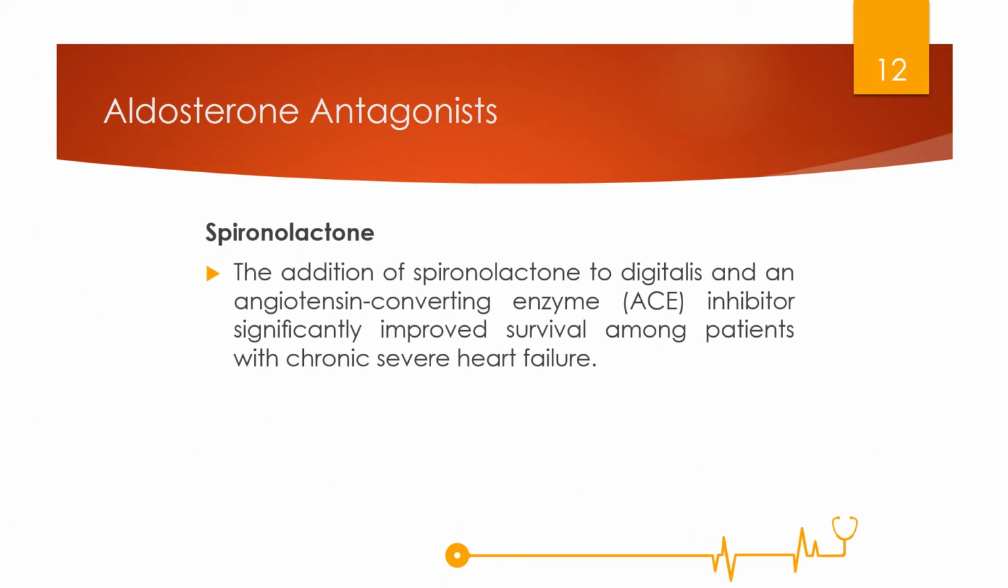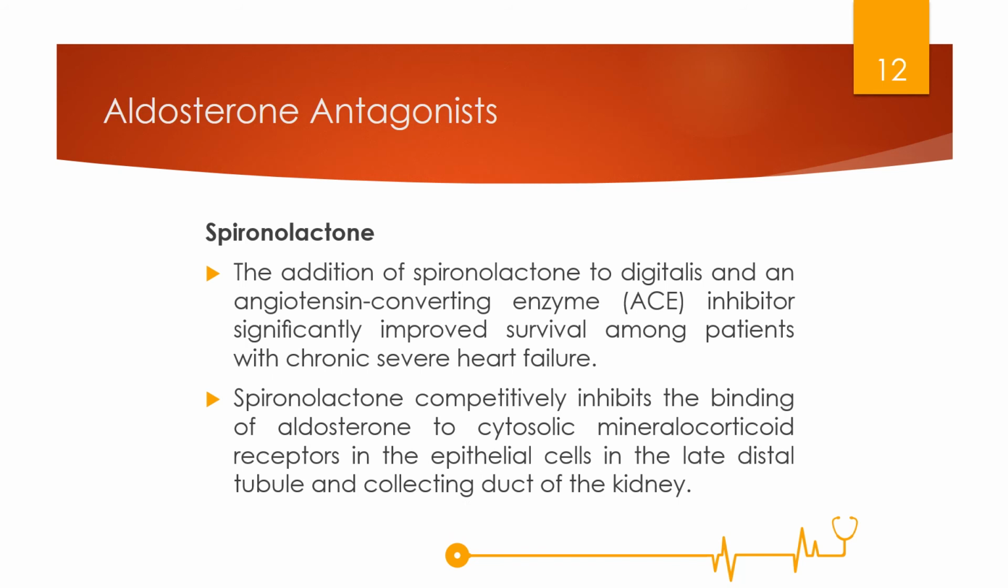Aldosterone antagonists include spironolactone. The addition of spironolactone to digitalis and an angiotensin converting enzyme inhibitor significantly improved survival among patients with chronic severe heart failure. Spironolactone competitively inhibits the binding of aldosterone to cytosolic mineralocorticoid receptors in the epithelial cells in the late distal tubule and collecting duct of the kidney.